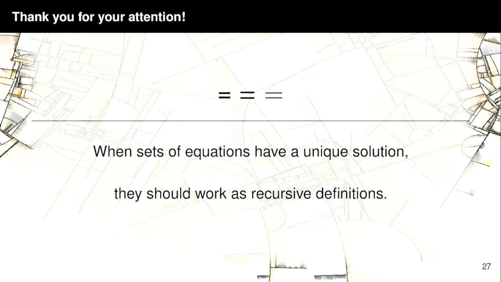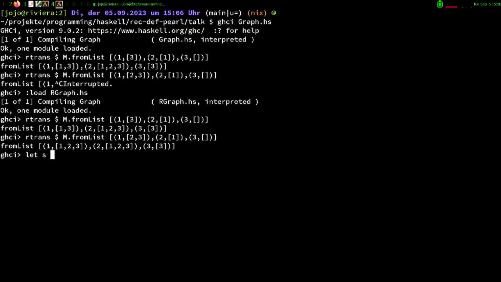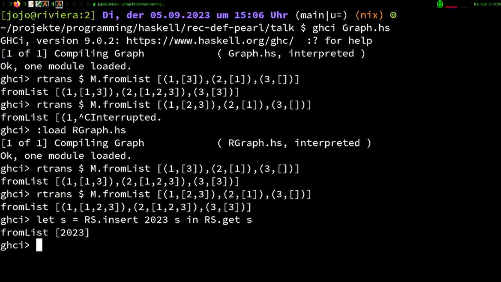Of course, if I write something like let s equals, this is one of these recursive equations. Of course, this equation has many solutions. Any set that happens to have 2023 in it is a solution, but usually we don't want these. So we usually have a notion of what's most preferred. In lattices, ideally, it is the least one, and then you can solve for it.